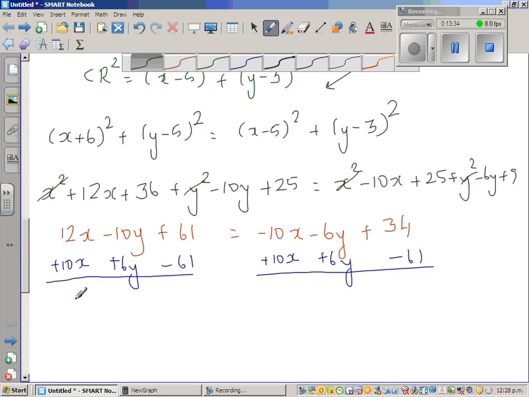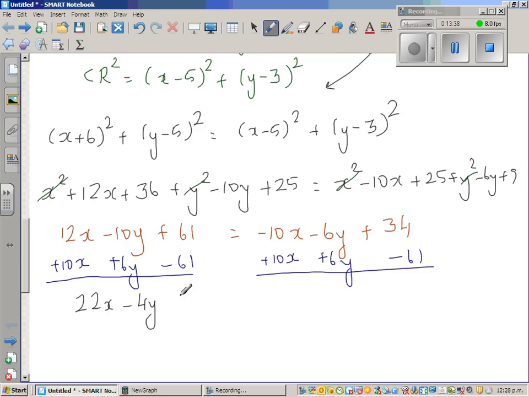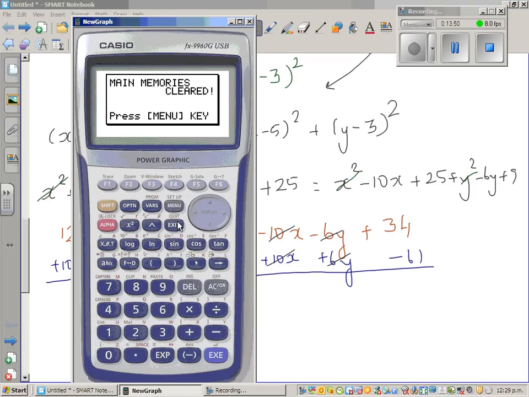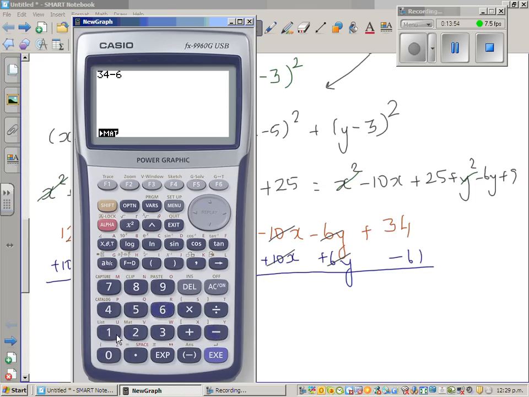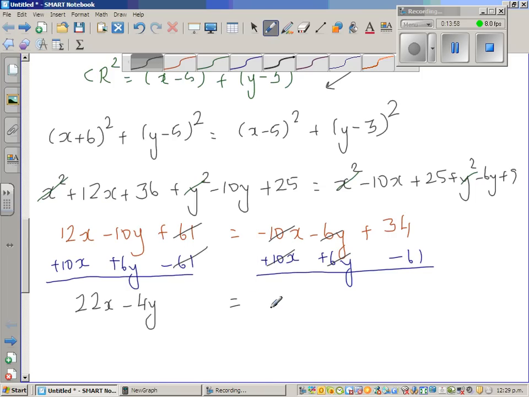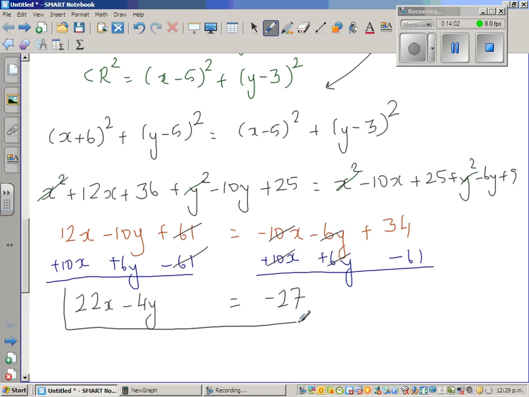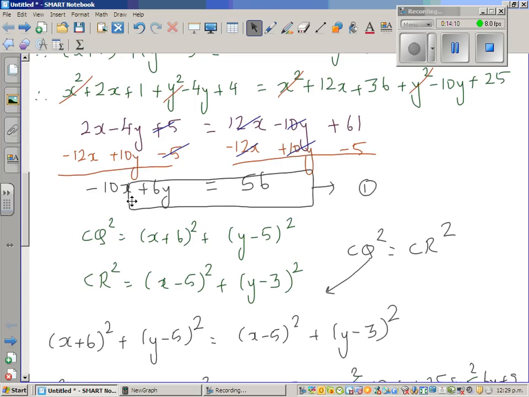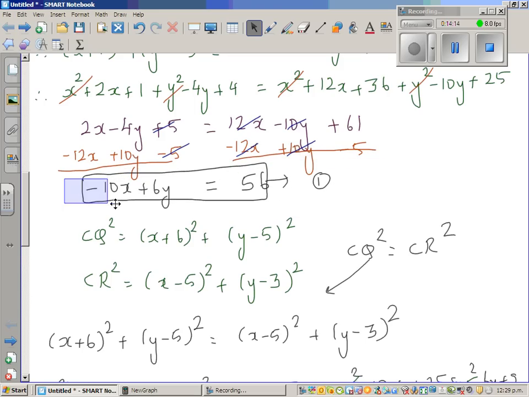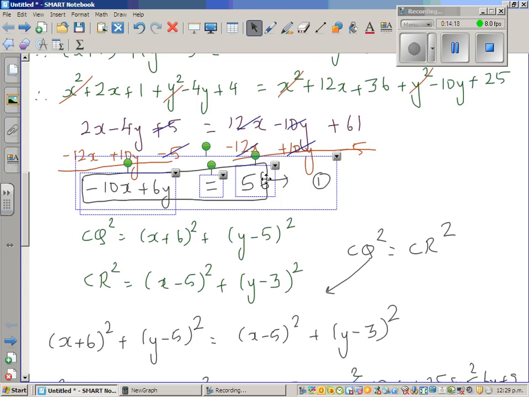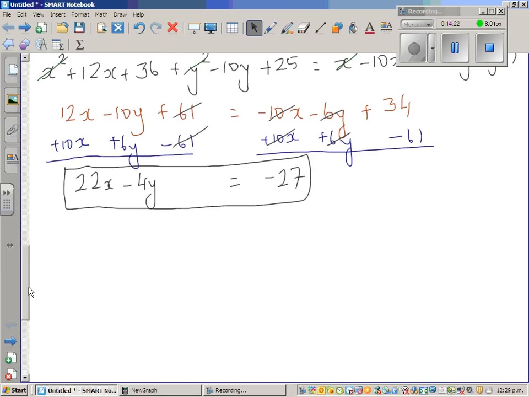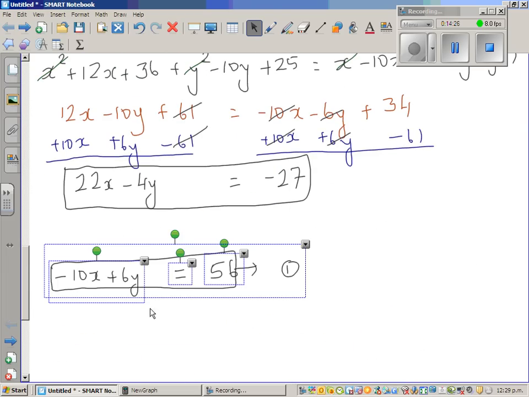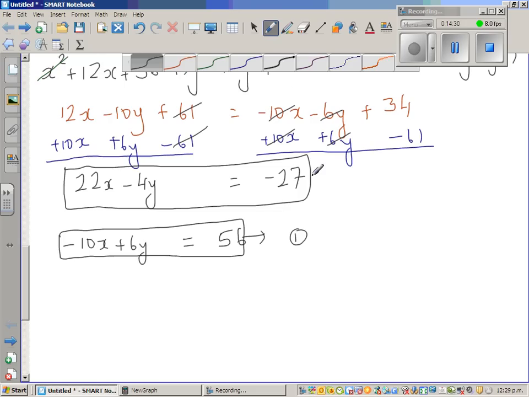So this becomes 22x minus 4y. So this and this gets cancelled. This and this gets cancelled. And this and this gets cancelled is equal to, so 34, I'll use a calculator now. So 34 minus 61 is negative 27. So these are two equations. Okay, so let me bring this equation if I can. Copy and paste. Yeah, that's fine. So these are the two equations. So this is equation 2.